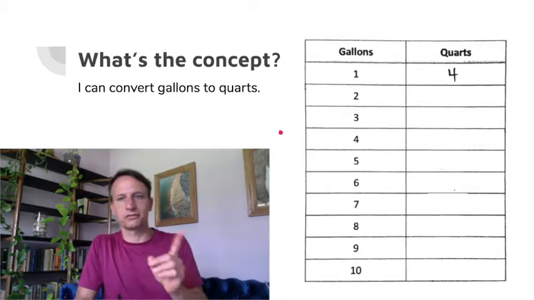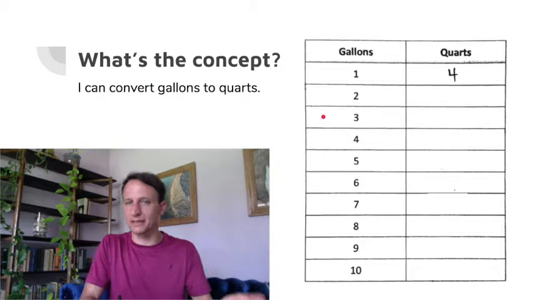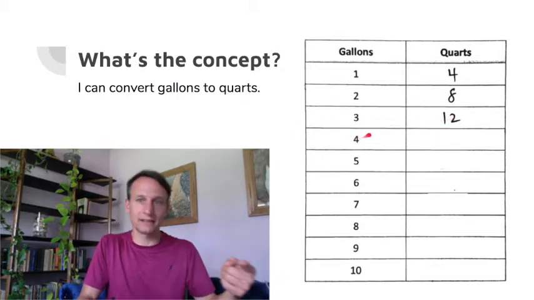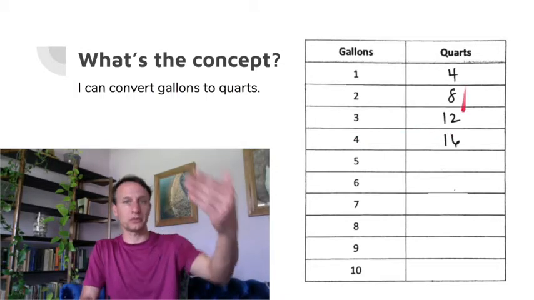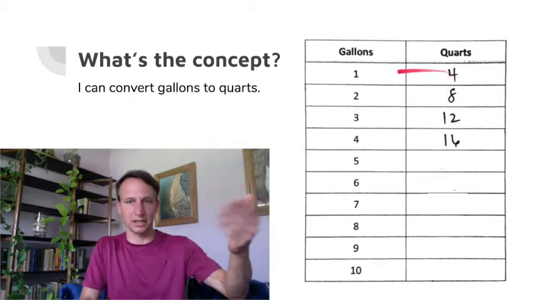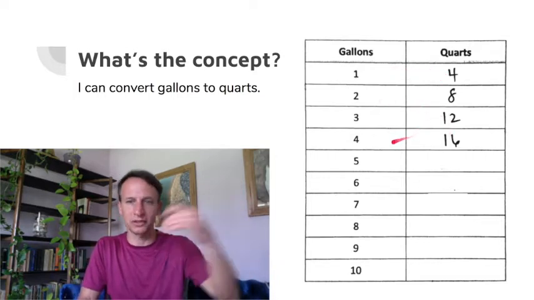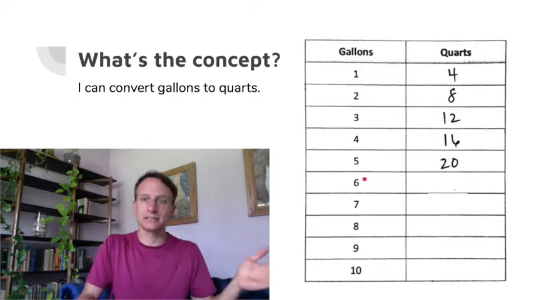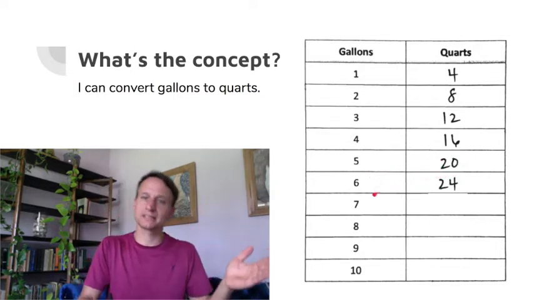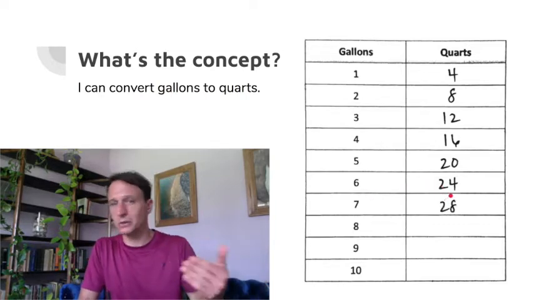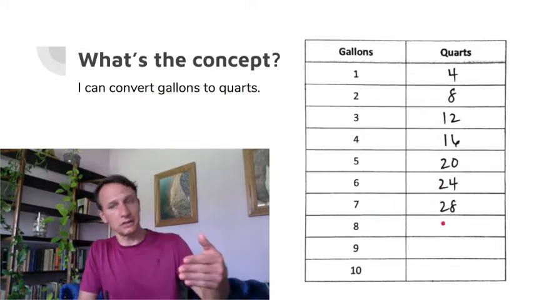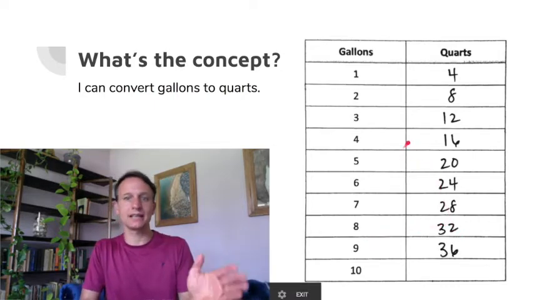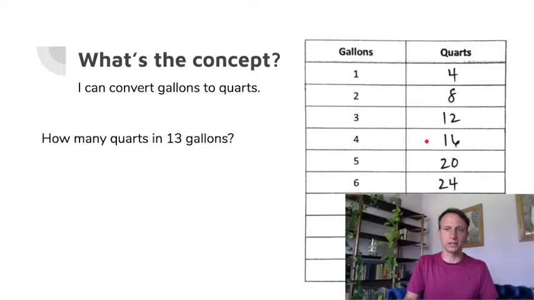So if 1 gallon is 4 quarts, 2 gallons is 8 quarts, 3 gallons is 12 quarts, 4 gallons is 16 quarts. What's the pattern? The rule? Right, it's like an input-output table, right? We're skip counting by 4s here. 5 gallons is 20 quarts. 6 gallons, 24 quarts. 7 gallons, 28 quarts. 8 gallons, 32 quarts. 9 gallons, 36 quarts. And 10 gallons, a whopping 40 quarts.